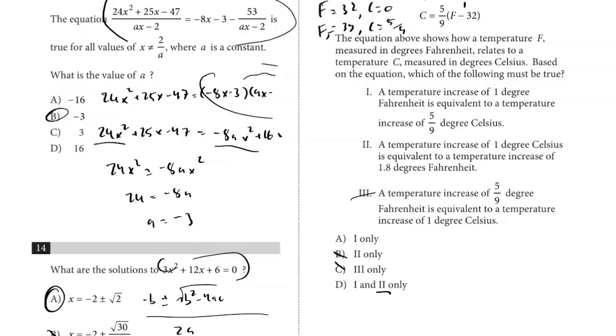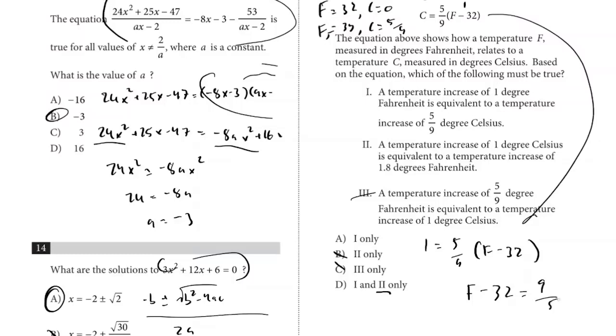Looking at number 2, a temperature increase of 1 degree Celsius is equivalent to a temperature increase of 1.8 degrees Fahrenheit. Okay, so I'll bring this equation right here and substitute C for 1. So if C is 1, that means 5/9 times F minus 32, right? So that basically means that F minus 32 has to equal 9/5, right? Which is 1.8. That means F needs to increase by 1.8 every time to equate to an increase of 1 degree Celsius.